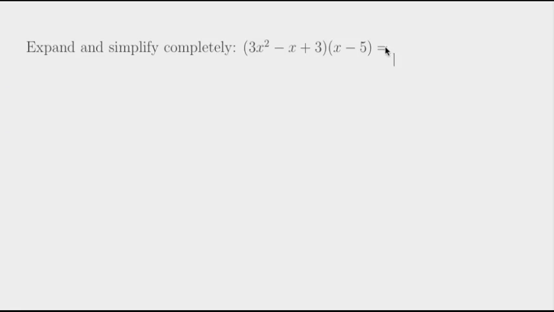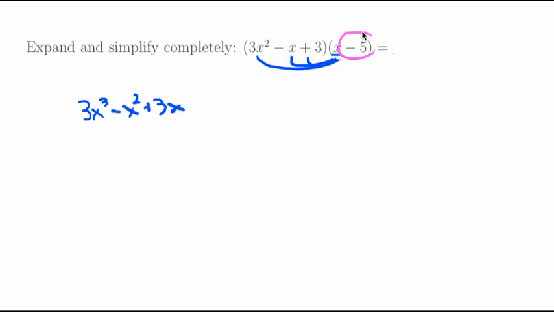So now moving on to problem 2, I need to expand and completely simplify this product here. So I'm going to take x times all these things here, and it'll give me 3x cubed minus x squared plus 3x. Again, that's taking the x times this, times this, times this. And now I need to take the minus 5 and multiply through as well. That gives me a minus 15x squared. That's a negative times this. It gives me plus 5x. And then to here gives me minus 15.